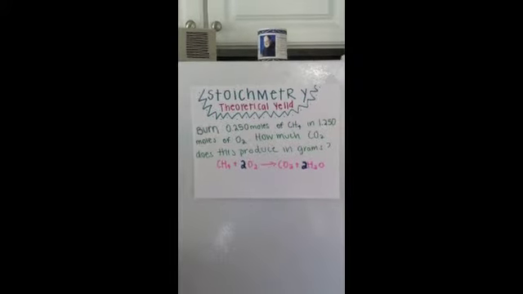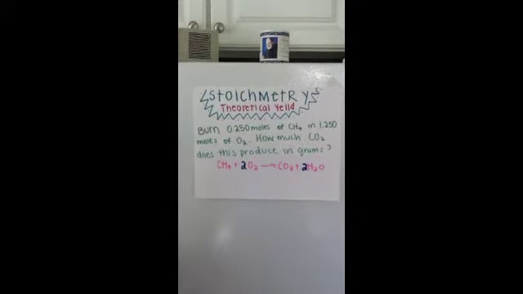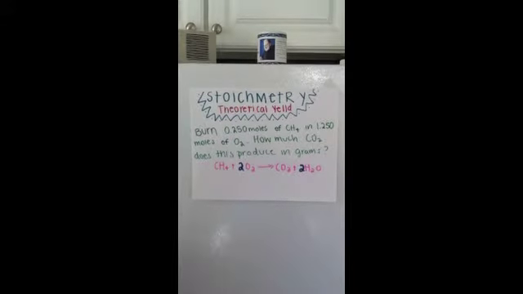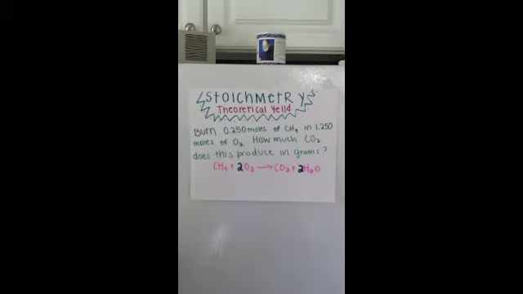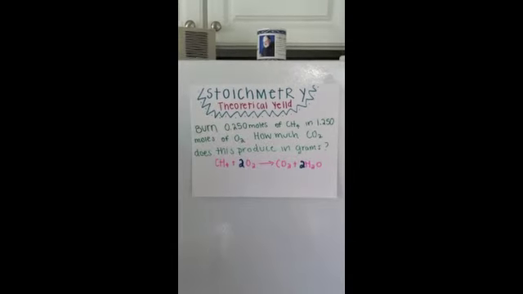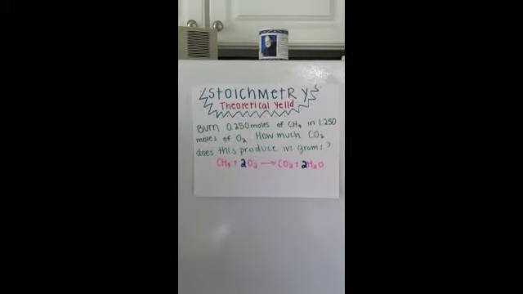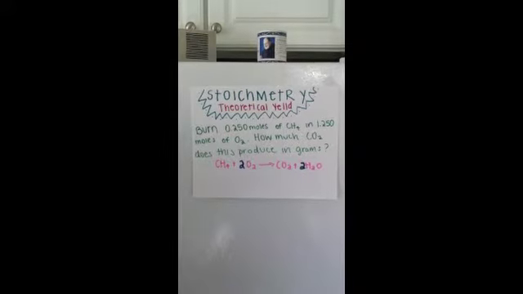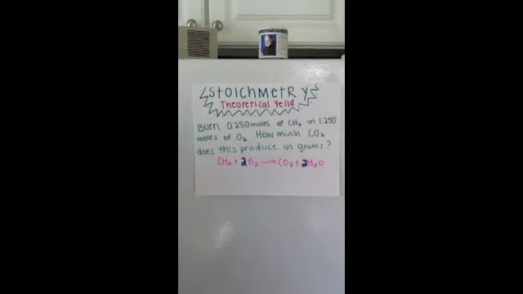Now we have moved on to theoretical yield. Burn 0.250 moles of CH4 and 1.250 moles of O2. How much CO2 does this produce in grams? First, you must calculate the limiting reagent, which is CH4. That means CH4 will be completely used up in the reaction.